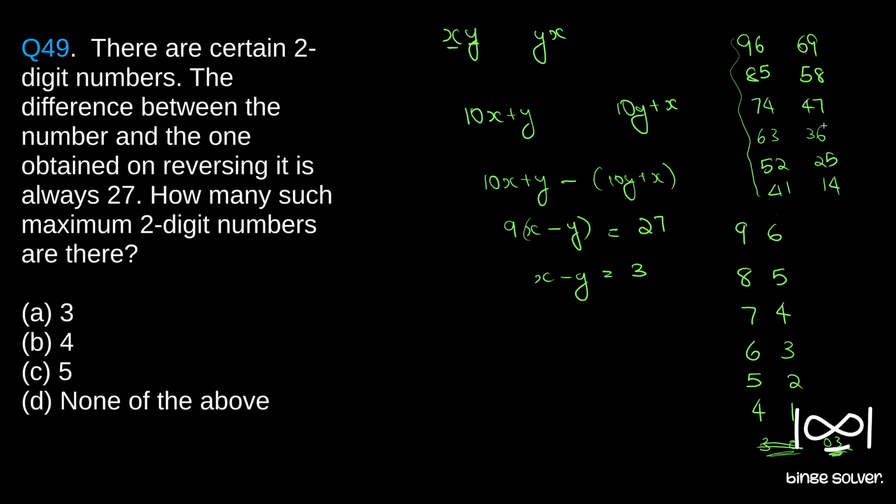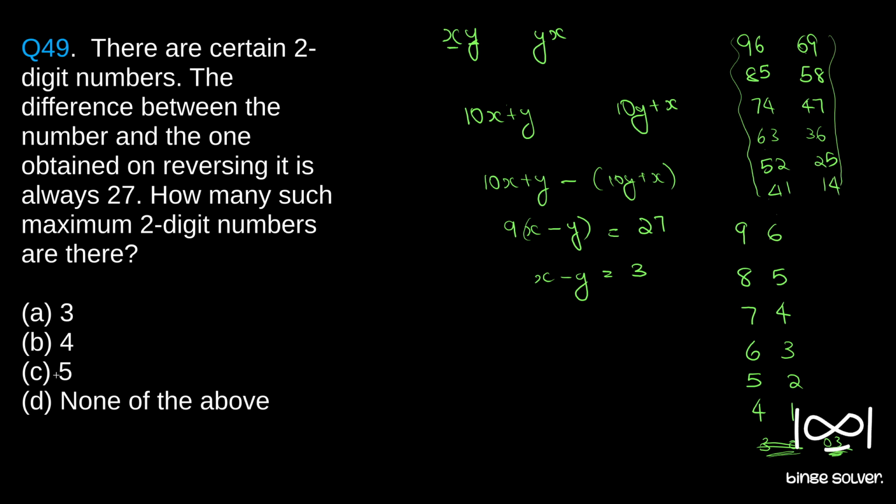Or if you count all the numbers which satisfy this condition, the difference between the number and the one obtained by reversing it is 27. We should consider all these numbers. We have 12 such numbers. Any such 12 numbers will satisfy all these conditions.